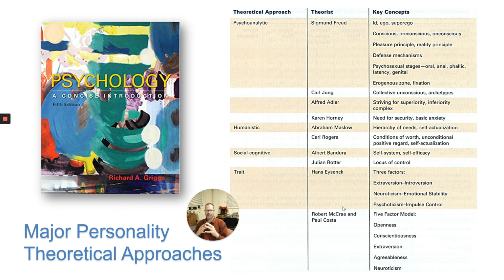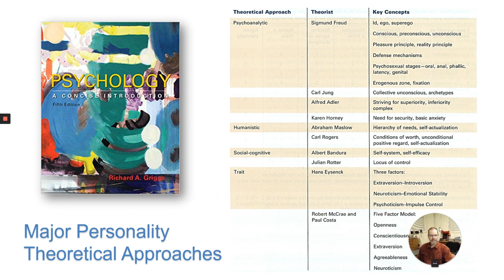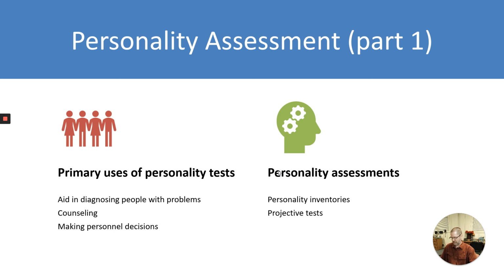as far as Maslow and Rogers, social cognitive and trait. So you can see that there are a lot of variables given each of these theoretical approaches, which can just make the study of personality somewhat interesting, I guess. So let's look at assessment just a bit.